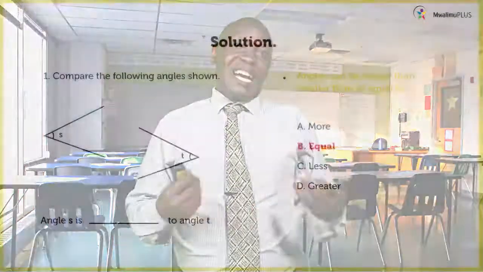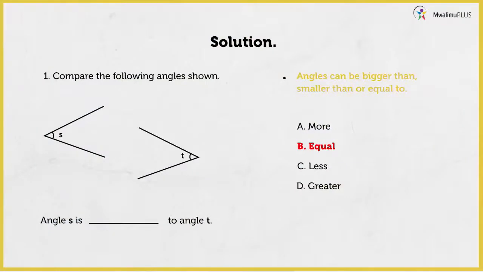Nice. I was simply saying that they are equal. If you look at them, by the way, they are equal. They are of the same size. So we say that angle S is equal to angle T. So our answer is B. Learners, if you gave B as your answer, you are totally right. So give yourself a nice tick and bravo for a job well done.